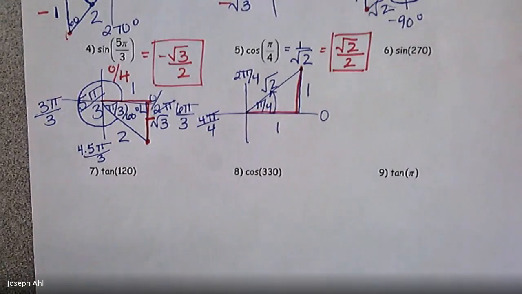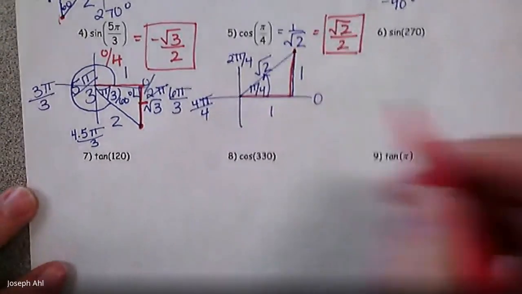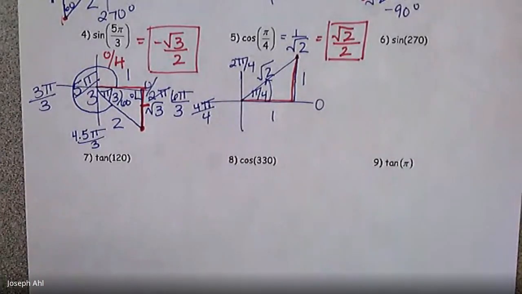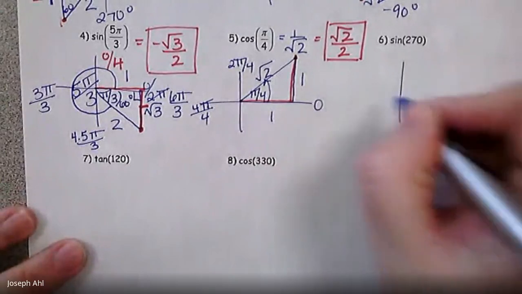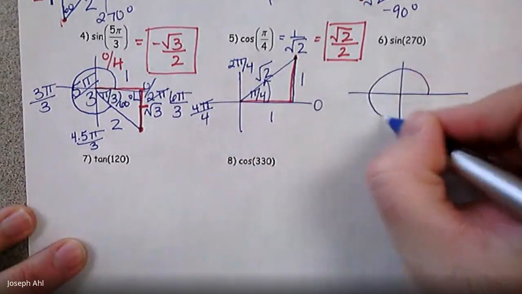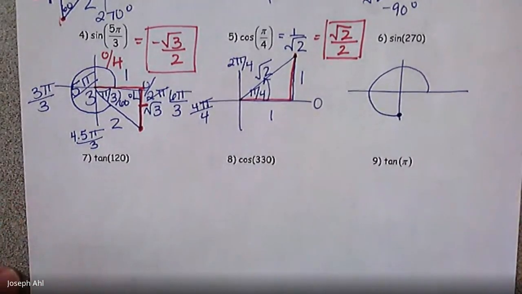Okay. Last thing I'm going to do, and then I said we'll do a lot more practice in class next time I see you. Sine of 270. Where is 270? What quadrant? Well, the answer to that is sort of a trick question because it's not in a quadrant, is it? 270 is right on that borderline right there.